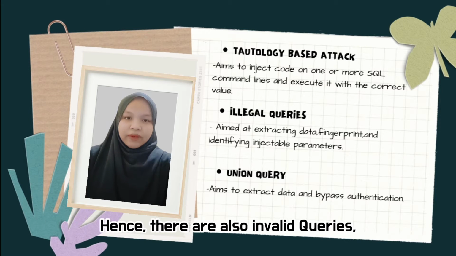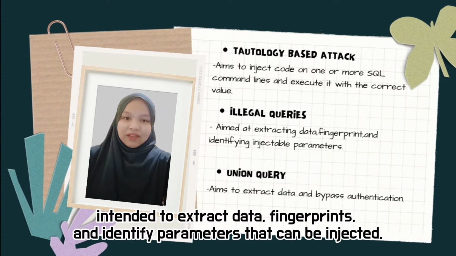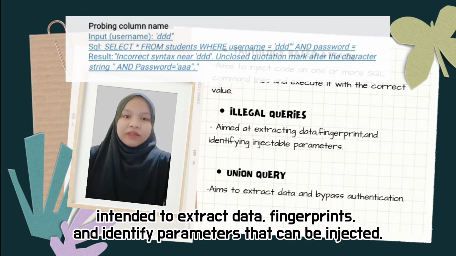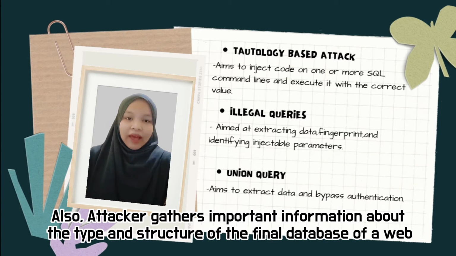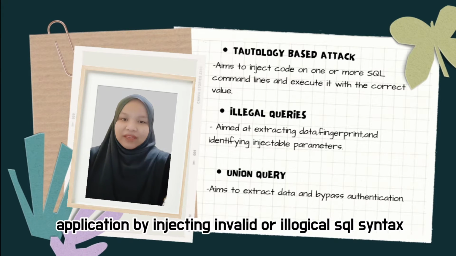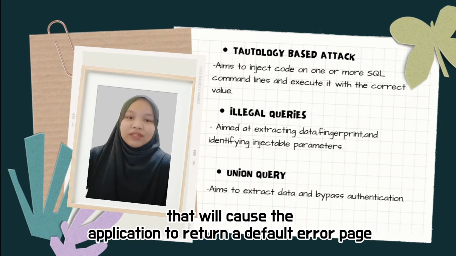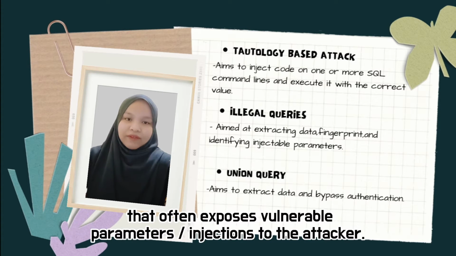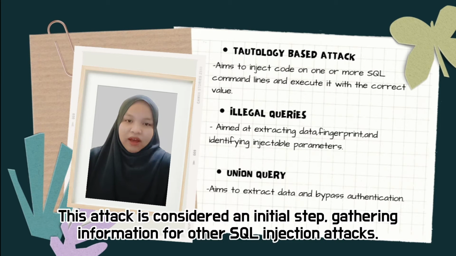Second, there are also illegal queries intended to extract data, fingerprint, and identify parameters that can be injected. Attackers gather important information about the type and structure of the backend database of a web application by injecting invalid or illogical SQL syntax that will cause the application to return a default error page that often exposes vulnerable parameters or injection points to the attackers. This attack is considered an initial step, gathering information for other SQL injection attacks.